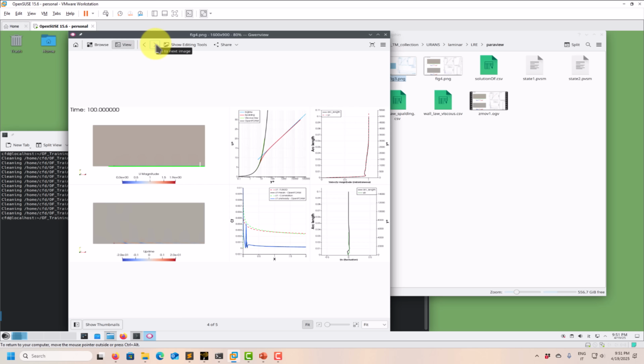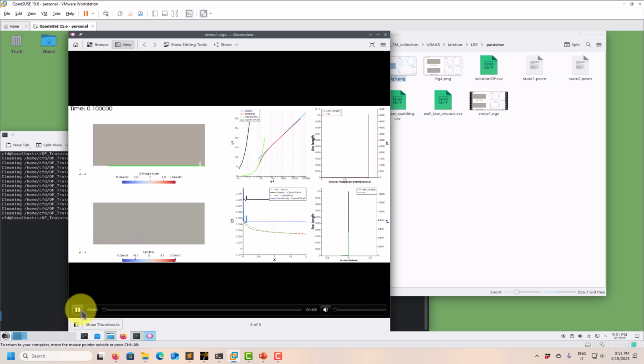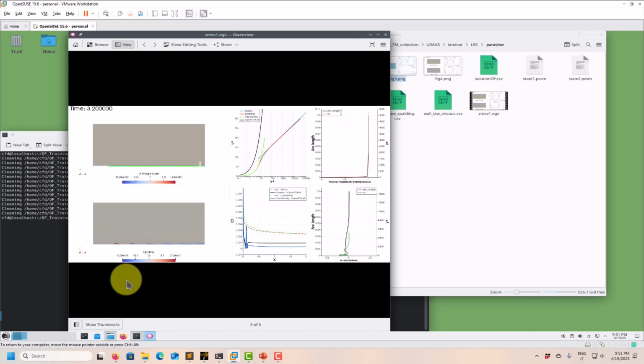Let me move here, and here we have the movies. You can take a look at what is happening. Now this is the animation. Look at that, very interesting that you have the fluctuations here. With Laminar there is no model, so there is no dissipation, but it's not enough to get a good matching, even though you have all those fluctuations there.